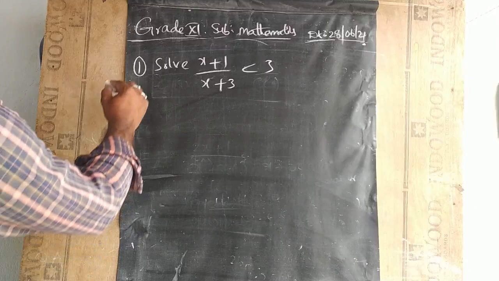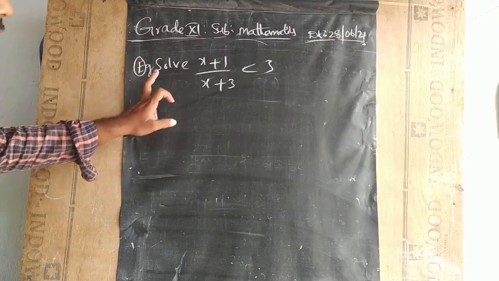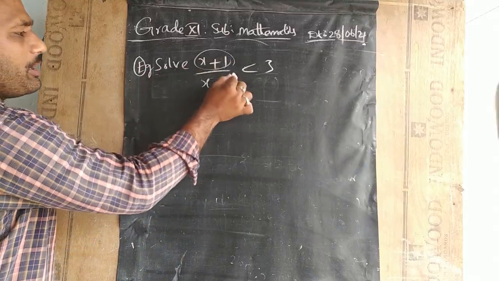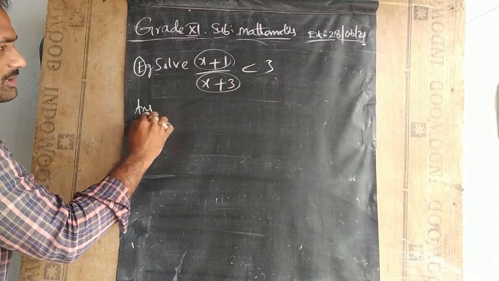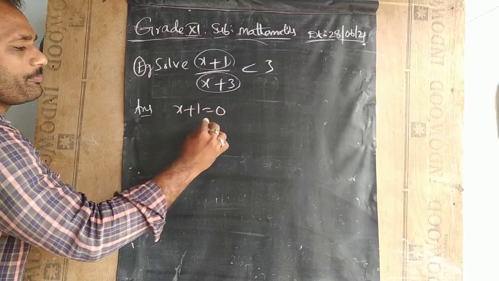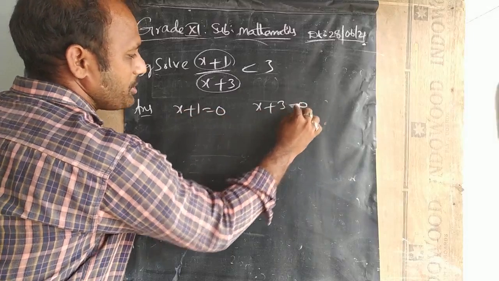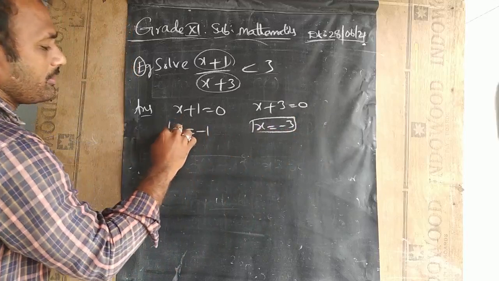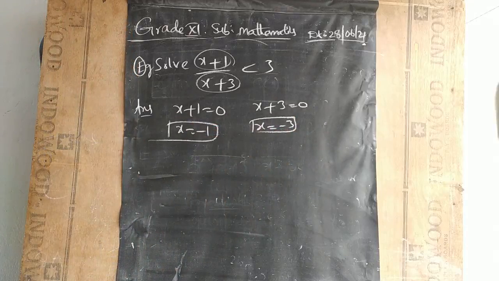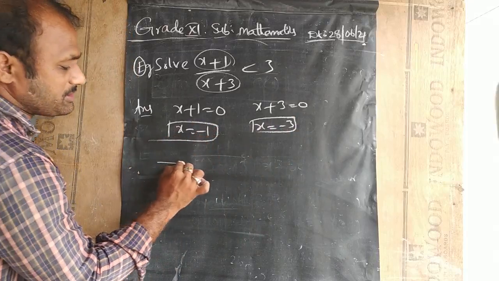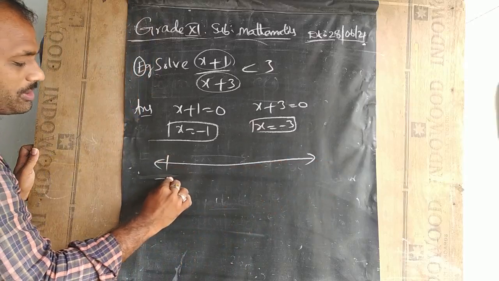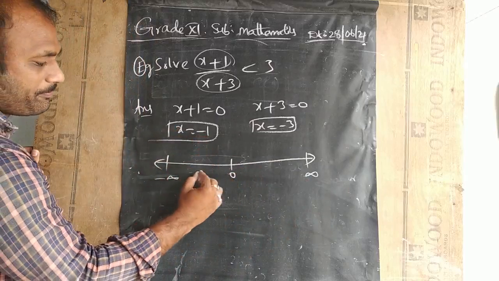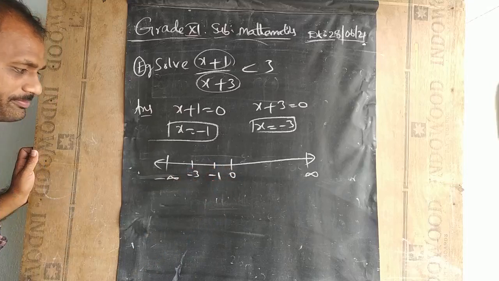Let us see this question, students. It's an example question. Solve x plus 1 by x plus 3 is less than 3. In this case we have two values. x plus 1 is equal to 0 and x plus 3 is equal to 0, so x will be minus 1 and x will be minus 3. Since we have two values, let us represent this on the number line. Here minus infinity, here plus infinity, here 0, here minus 1 and here minus 3.